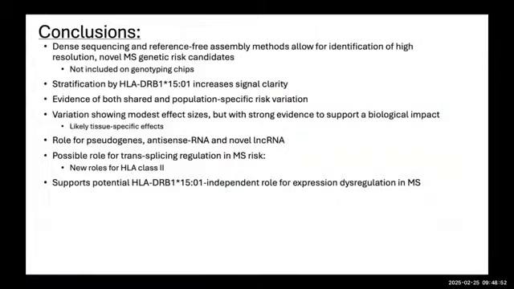So to conclude what we've found so far, dense sequencing with the reference-free assembly method really allows us to identify high-resolution and potentially novel MS risk candidates that are not necessarily going to be on these genotyping chips. We find that stratifying by DRB1*15:01 can actually increase our signal clarity. And we see evidence of both shared and population-specific risk variation.